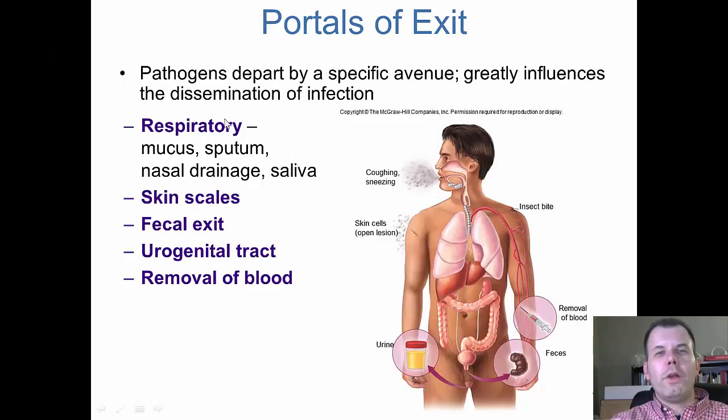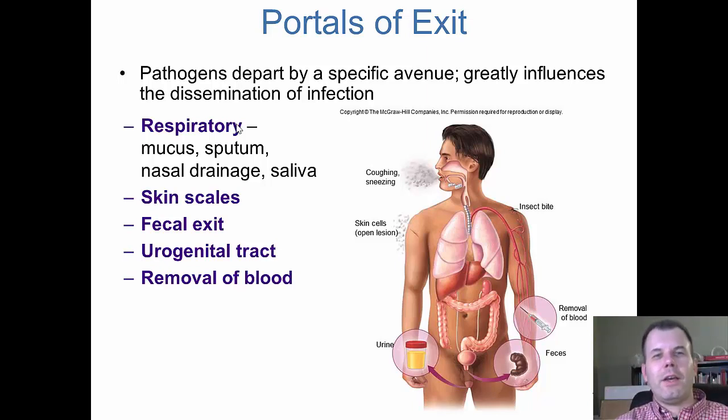All right, so once the infection is through with you, it needs to leave. And so obviously the portals of exit, how do these things get out? And so obviously one big way is through the respiratory system, through the use of mucus, sputum, nasal discharge, and saliva. So our coughing, our sneezing, and all that is a way for the microorganisms to get out of us as well and go and infect other hosts. And so one of the ways they do that is trigger us by making more mucus and trying to get those things out of there.